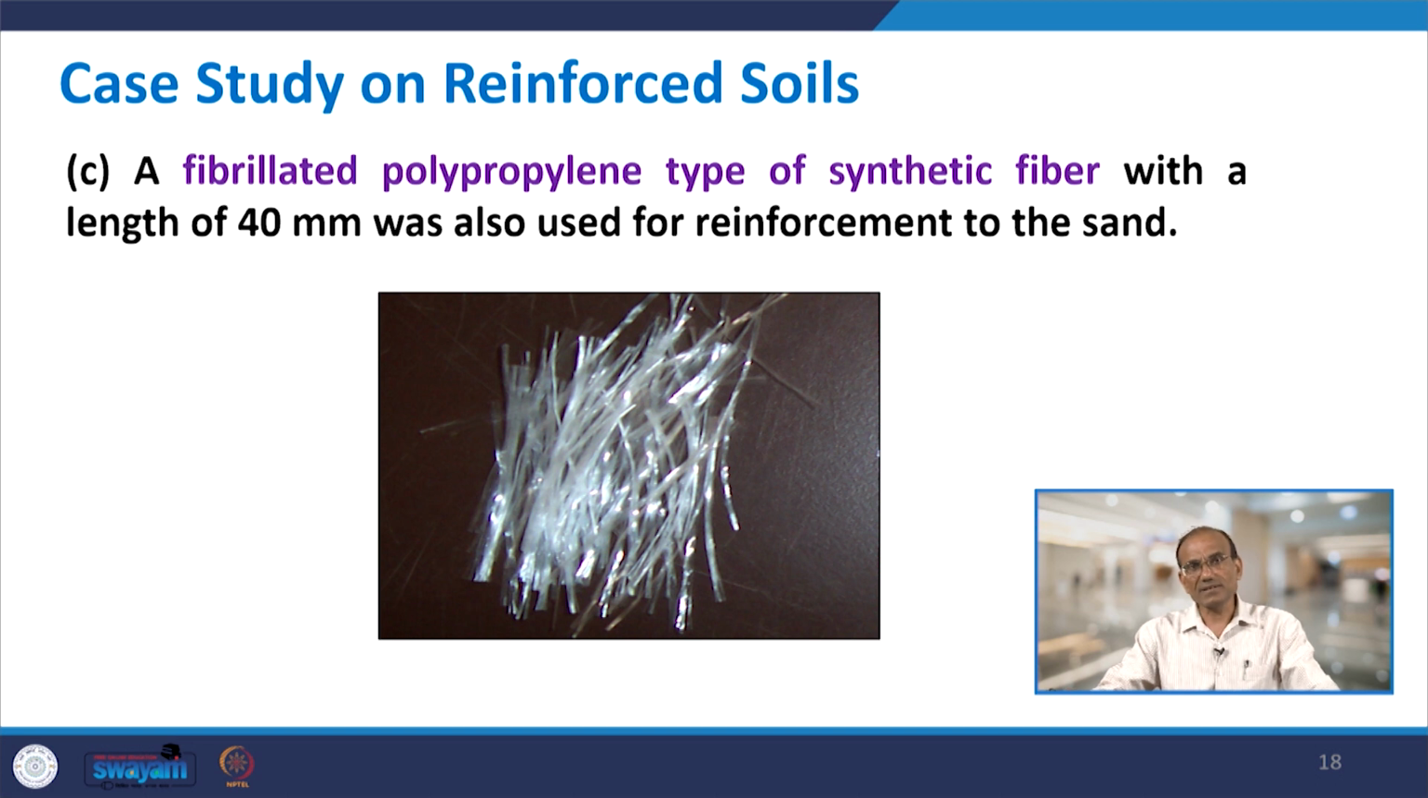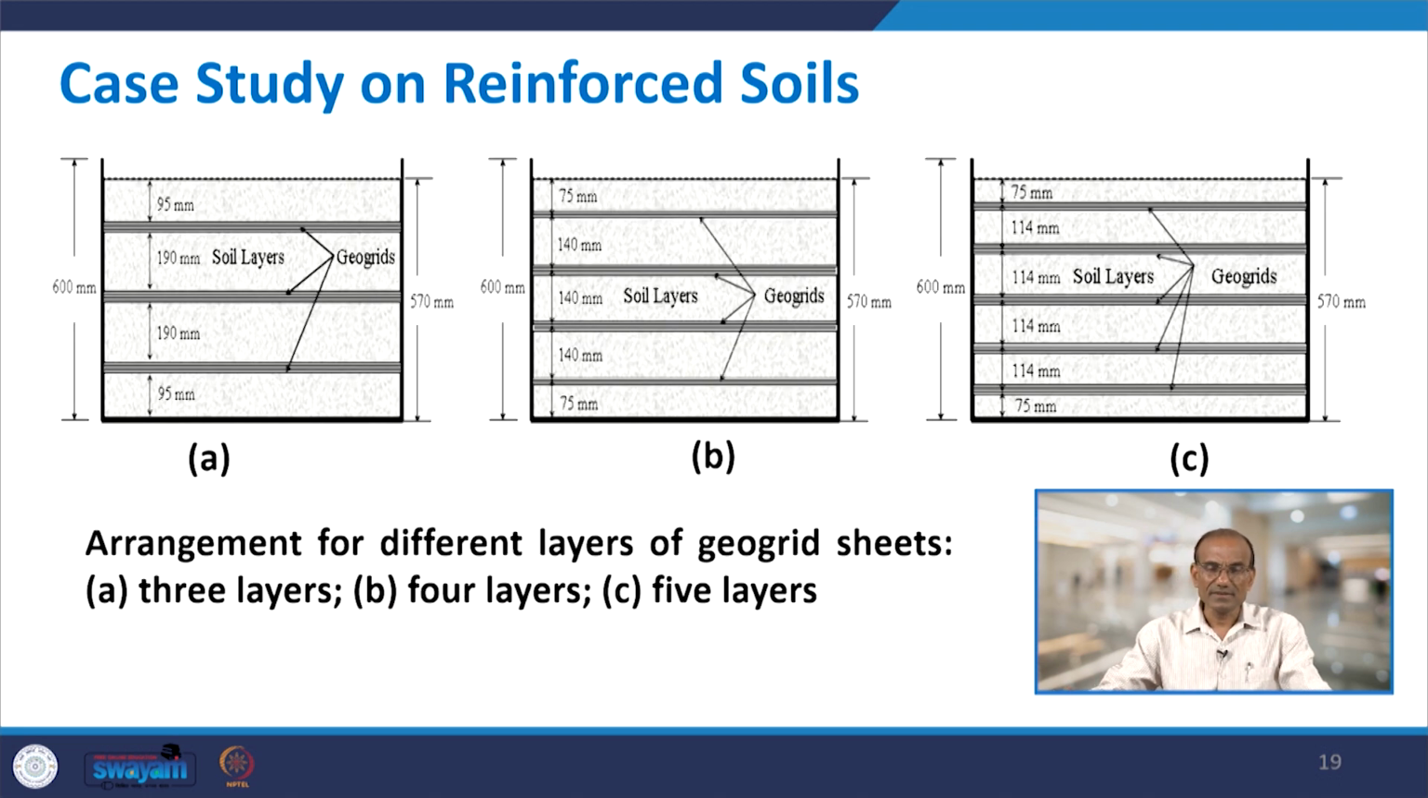The third reinforcing material used is a fabricated polypropylene type of synthetic fiber with a length of 40 mm, also used for reinforcement of the sand. And what has been done?